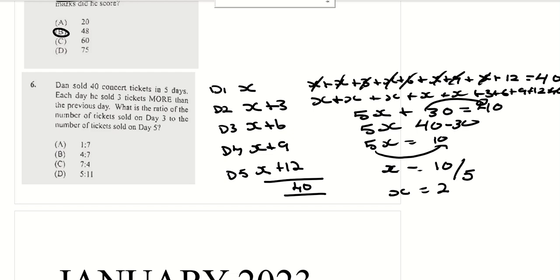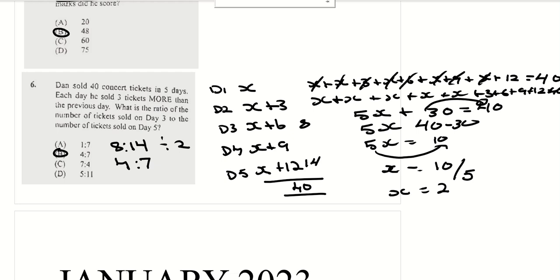What did the question say? What is the ratio of the number of tickets sold on day 3 to the number of tickets on day 5? So we know X is 2, so day 3 is 2 plus 6, which is 8, to day 5, which is 2 plus 12, which is 14. Right? So it's an 8 to 14 ratio. Now you ask yourself, is there a number that could divide 8 and 14 at the same time? Yes, 2. So you divide by 2. 8 divided by 2 is 4. 14 divided by 2 is 7. So it's a 4 to 7 ratio. So the answer would be B.